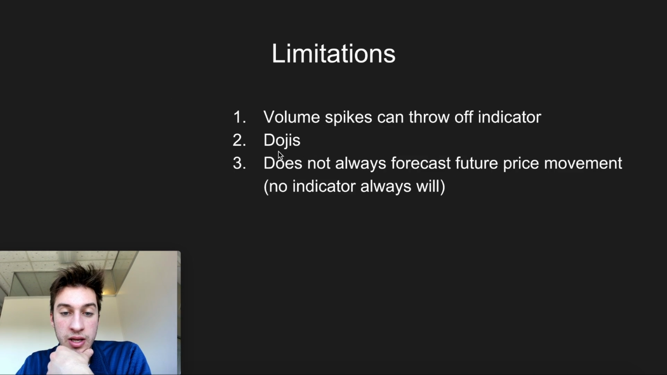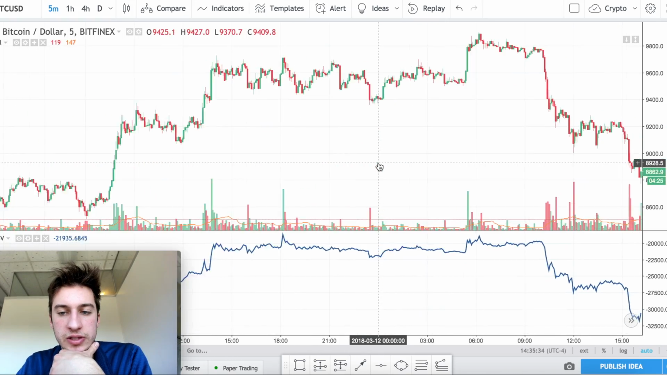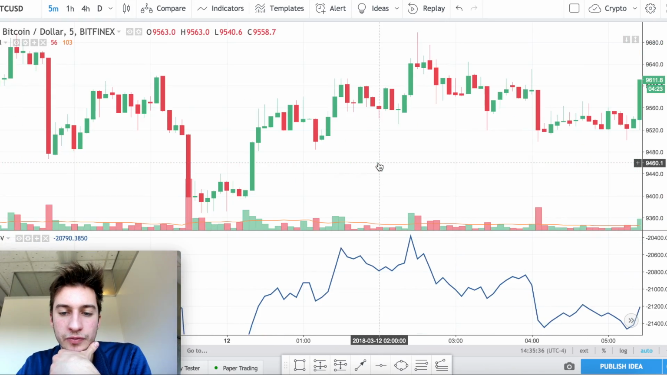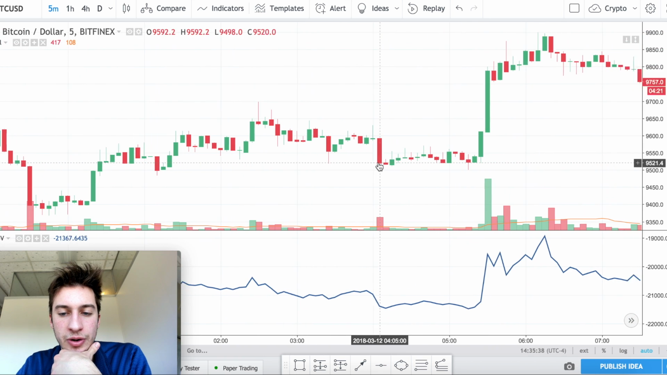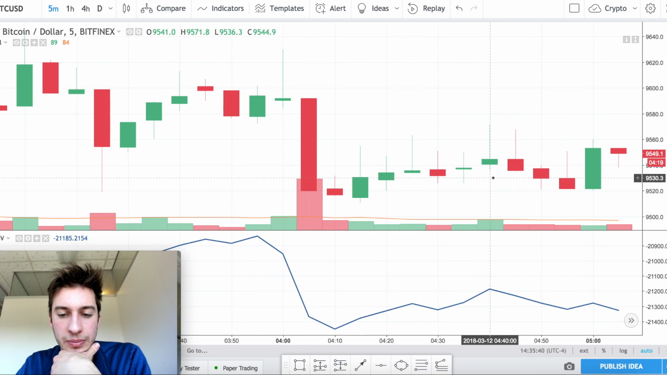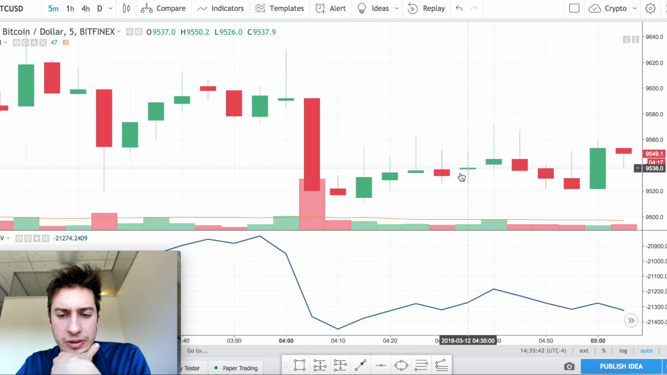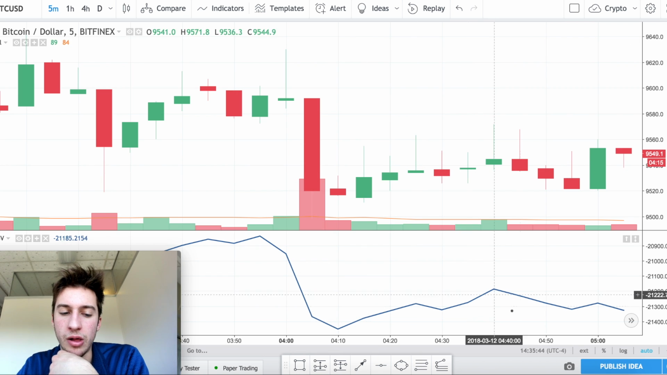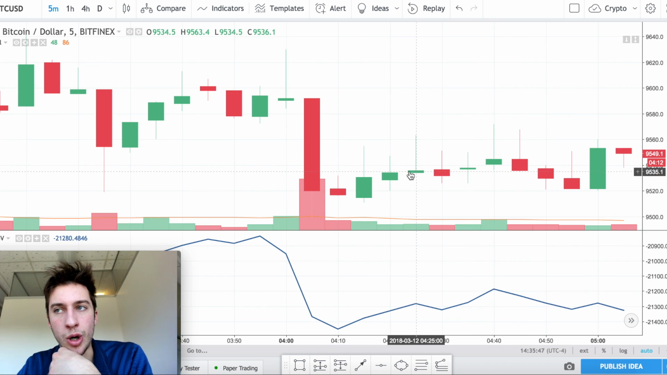One more issue, and I think this is a little bit more major: because OBV is so simple, dojis can really cause a problem. For those who don't know what a doji candle is, it's an indecision candle that doesn't really move much. There are many different types of dojis, but I see a lot of them here, like these candles here and here. OBV is just going to be all over the place because OBV does not factor in how much price change occurs. It only factors in whether price was moving up or down within that time period.